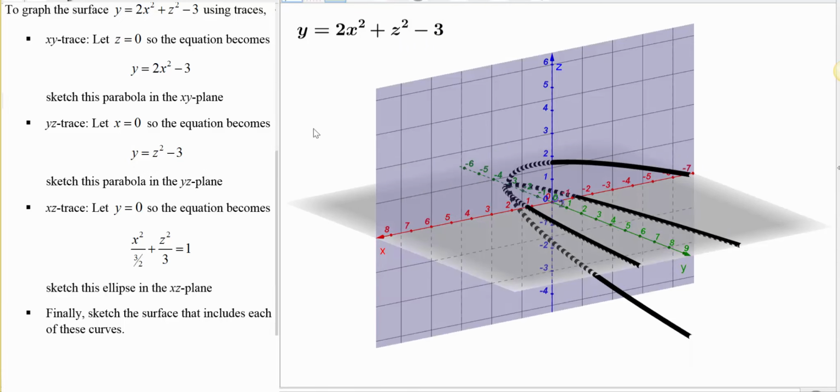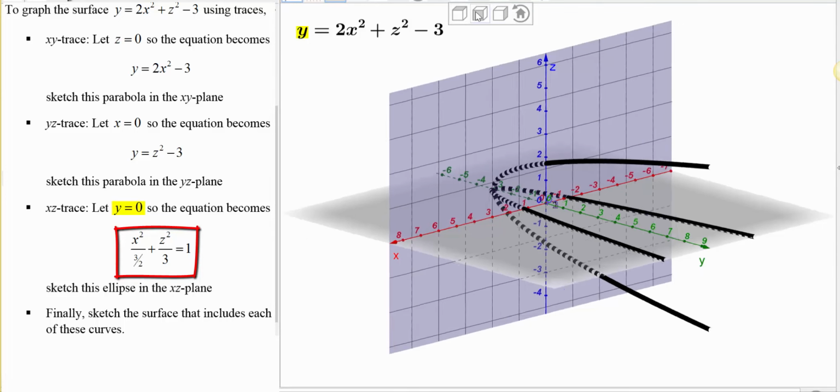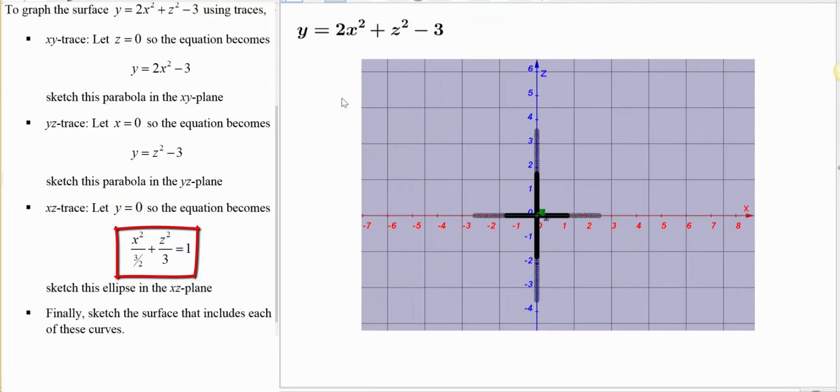Now let's look at the xz trace. To find that, we'll let y equal 0. When we simplify the resulting equation, we get this, which you recognize as the equation of an ellipse.